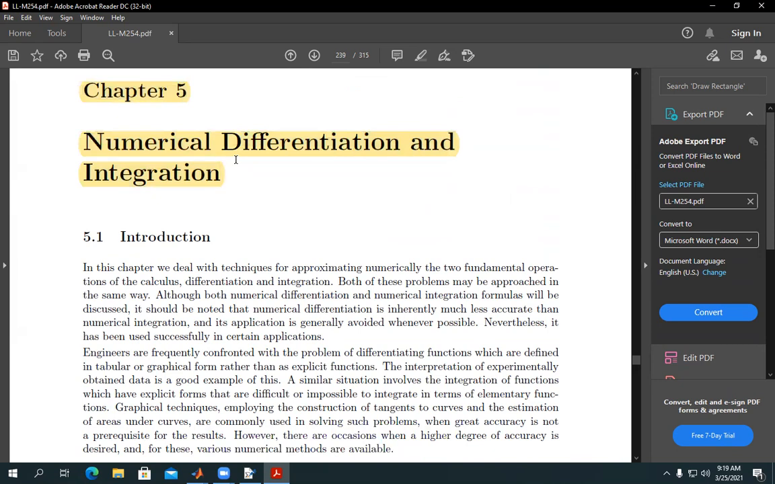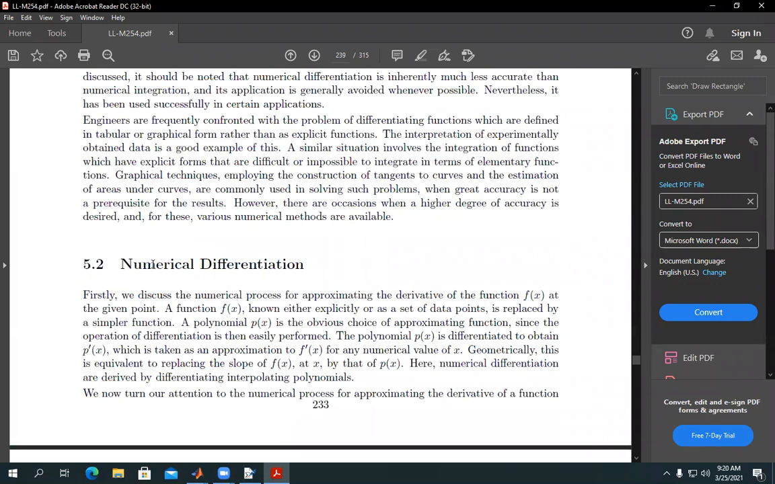Now we have chapter number 5. Chapter number 5 is a very simple chapter. It's numerical differentiation and integration. Numerical differentiation means we will find the approximation of the derivative of the function at the given point. And then we find the approximation of the integration case, that means the definite integral. So we have 2 parts. You already discussed this before, but inshallah we will discuss it in detail.